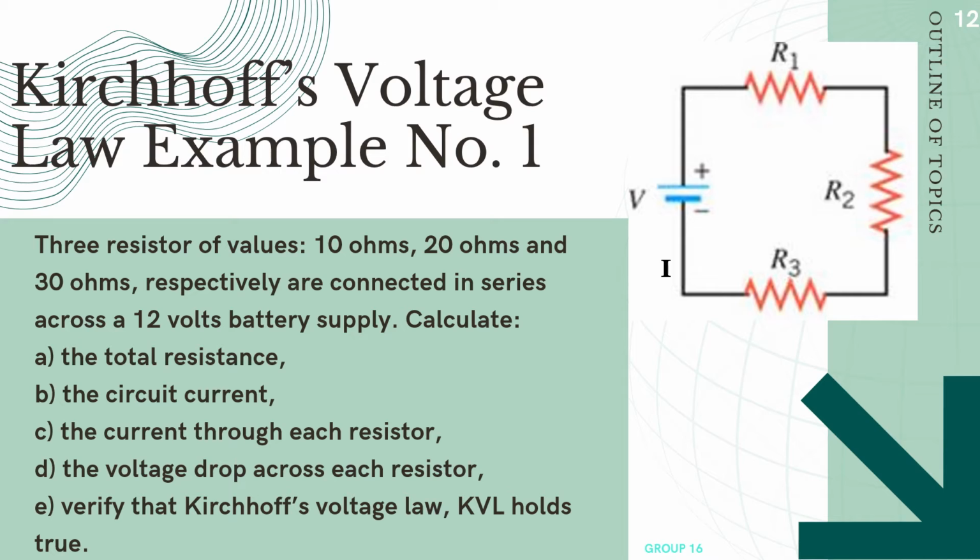Moving on to Kirchhoff's voltage law example number 1. Three resistors of values 10 ohms, 20 ohms, and 30 ohms respectively are connected in series across a 12 volt battery supply. There are 5 questions for us to answer, and as you can see on the right side of the video, there is a figure that will help us to answer these questions.